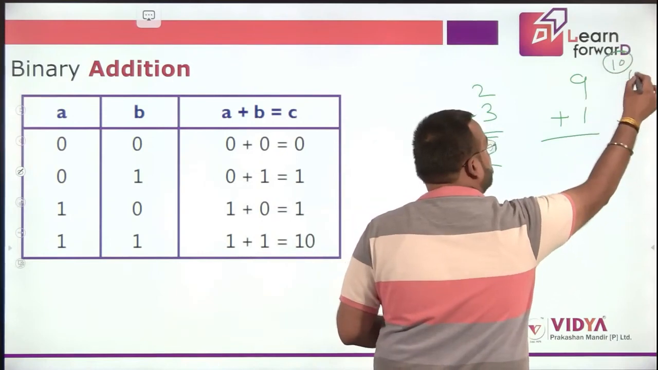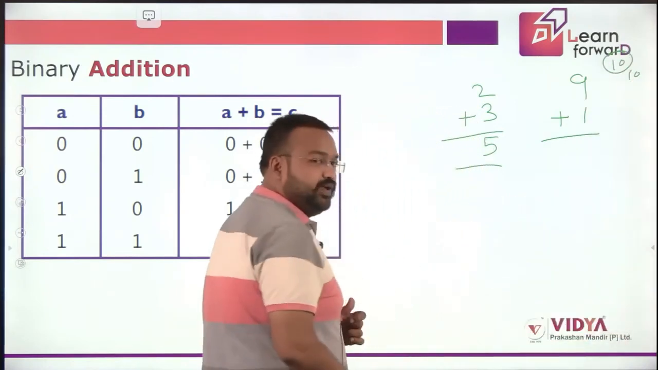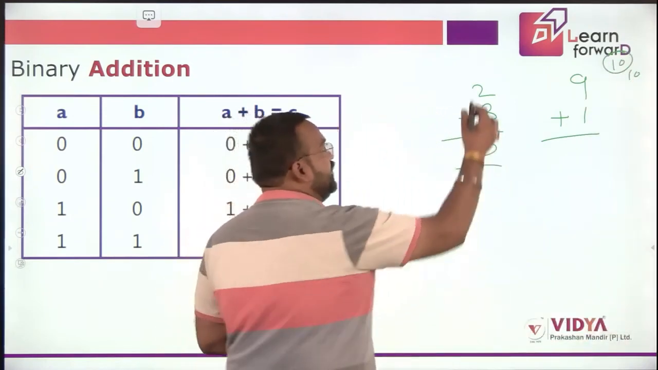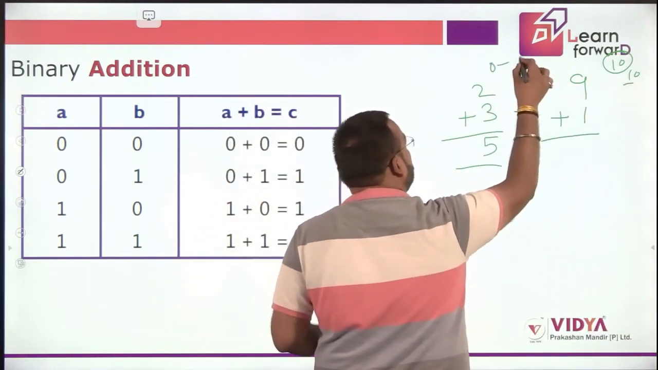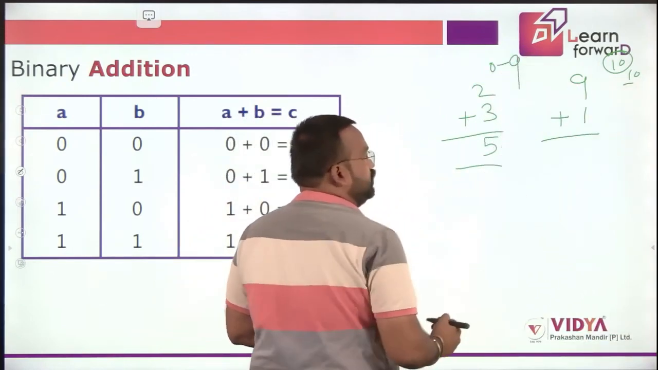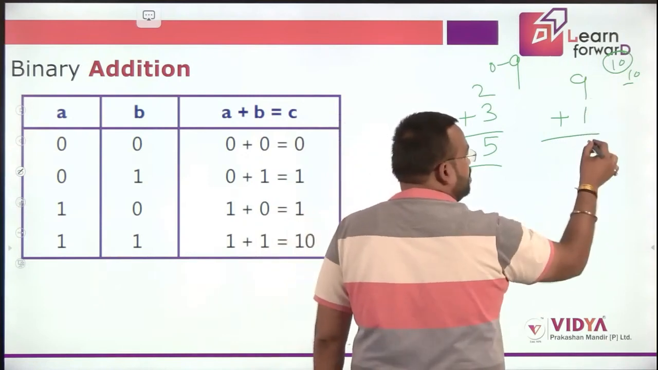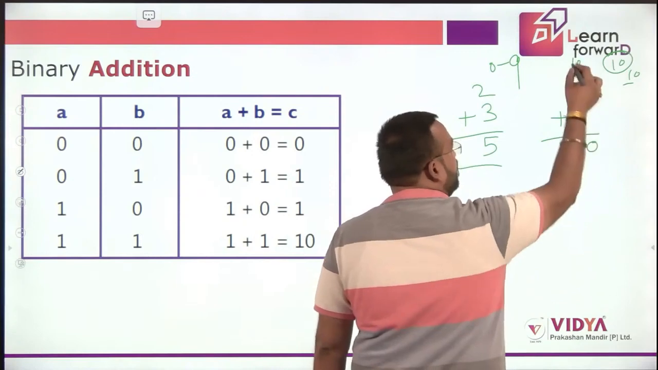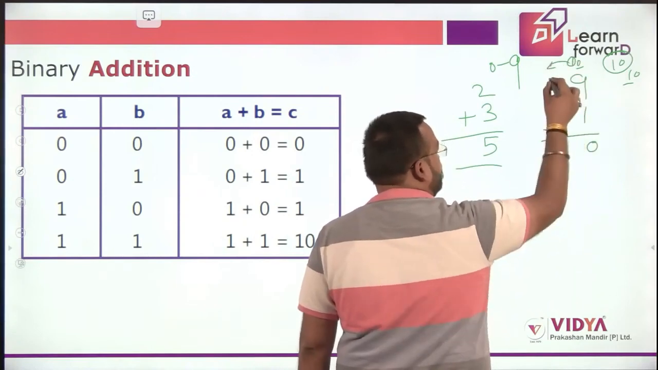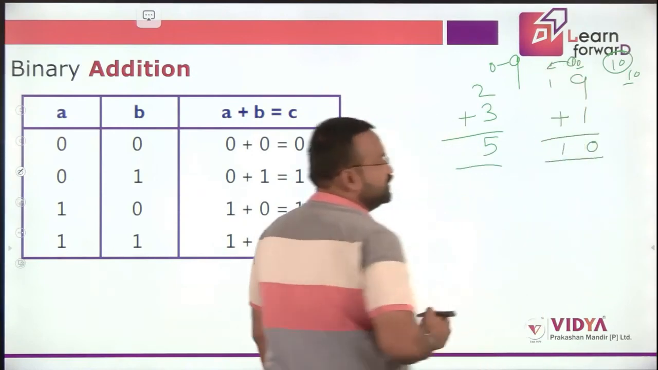So generally the base is 10, and as we have learned, if the base is 10, that means only 0 to 9 are allowed. So in that case what happens? 9 plus 1, that is 10, means 0 would be here and 1 would be carry. So we will write it like this.